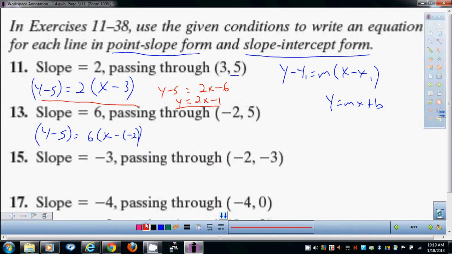And then for slope intercept form, you have to multiply through by your 6. So that's going to be 6x. 6 times positive 2 is 12. Add the 5. That's right. 6x plus what? Plus 17. That's one answer. That's the other.